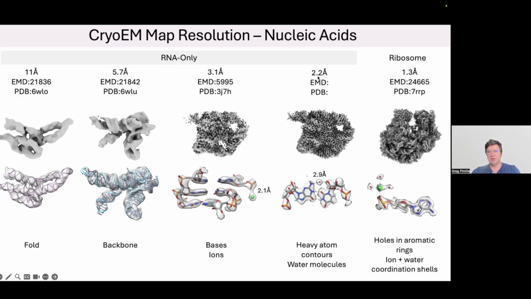This is 2.2 angstroms, so far, I think, the highest resolution achieved for a single RNA-only structure. But there are maps with higher resolutions, close to 1.3, of the ribosome. And here, much like with proteins, we see holes for aromatics and nucleotides and much more clear water and ion densities.